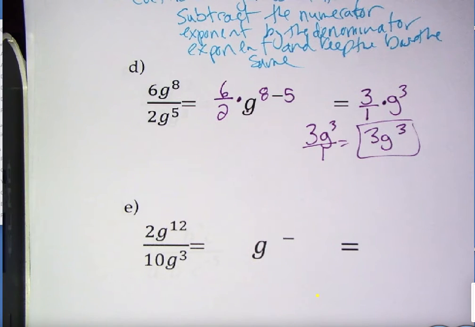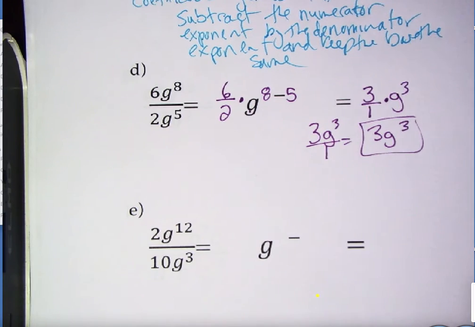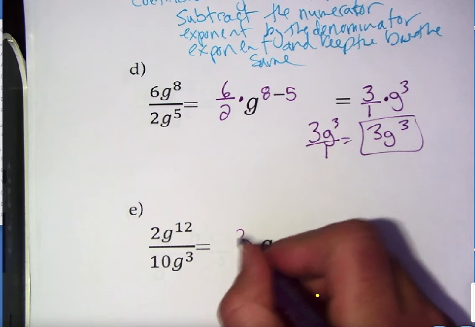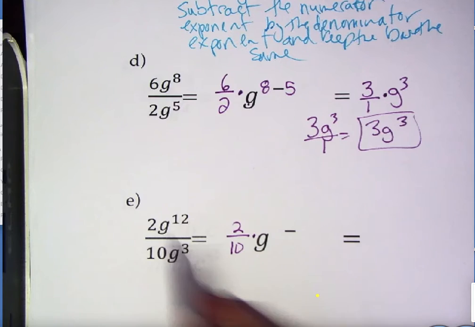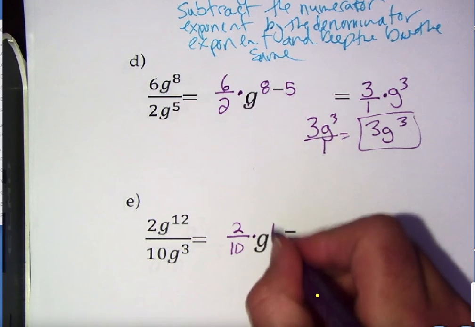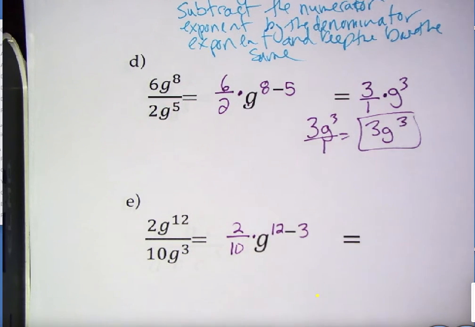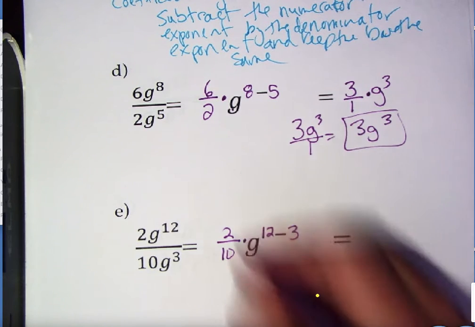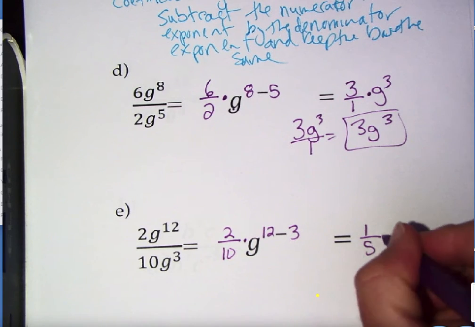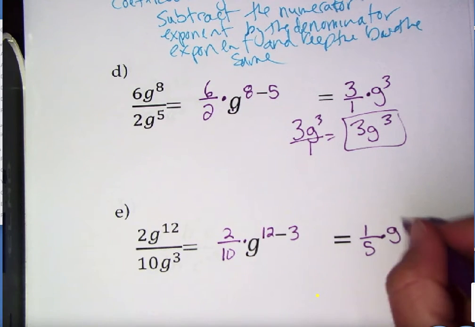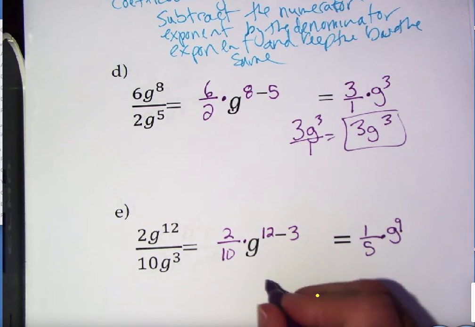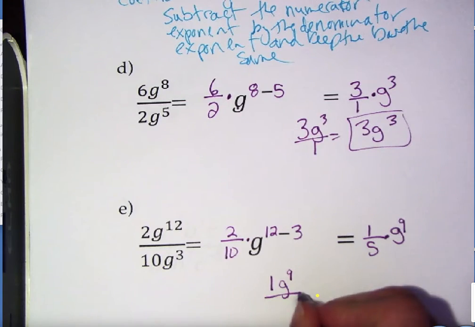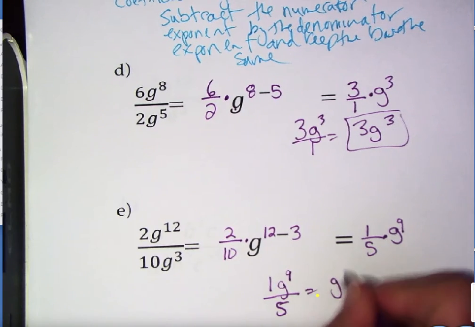All right, let's see if we can do this one. We'll apply our new rule. Simplify the coefficient part, 10 over 2 times, if we're dividing by the same base, keep the base the same, numerator exponent minus denominator exponent. 2/10 is equal to 1/5 times g to the 12 minus 3 is 9. And then we just need to know what's 1/5 times g to the 9th. Well, that's 1g to the 9th over 5, which is g to the 9th over 5.